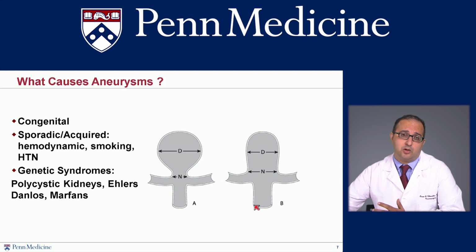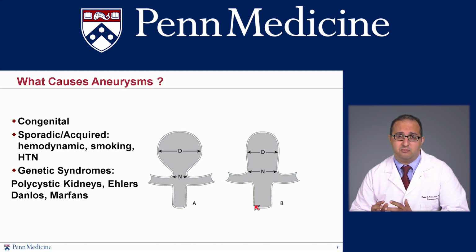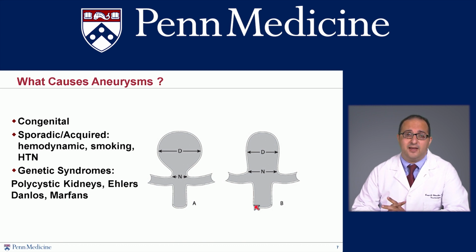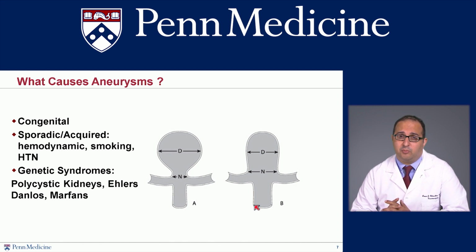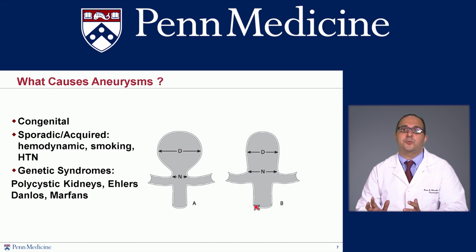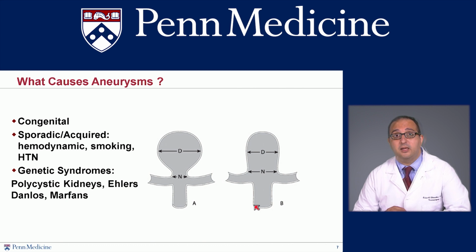I often get asked the question by patients with aneurysm, like, why do I have an aneurysm and what caused my aneurysm? The fact is that some people are born with aneurysms, but that's definitely the minority because aneurysms are uncommon in children. However, most of the aneurysms are sporadic or acquired over time, as we age, as there's hemodynamic stress on the blood vessels in patients who have high blood pressure or smoking. And then some people are just more predisposed to having brain aneurysms because of their genetics.